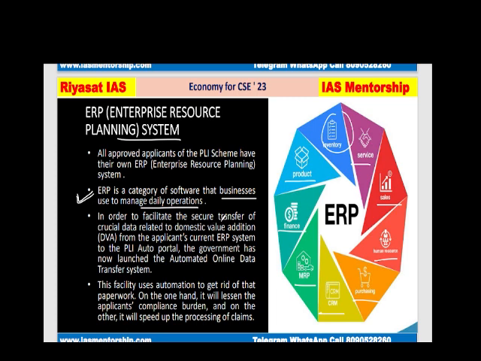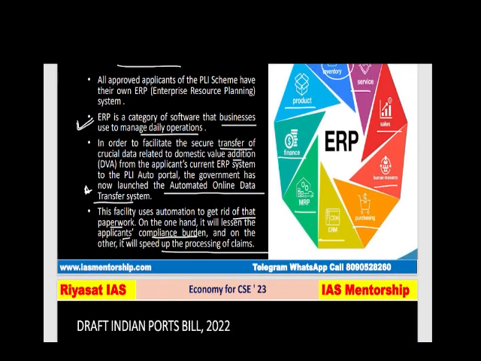In order to facilitate the secure transfer of crucial data related to domestic value addition, the government has launched the automated online data transfer system. Remember it. Clear? Basically, automated online data transfer will help to get rid of paperwork. Use of paper will be less, and the applicant's compliance burden will also be less, and this will eventually speed up the process of taking claims. It will help in the seamless performance of claiming. Clear? So this is your ERP system, which you should know about.